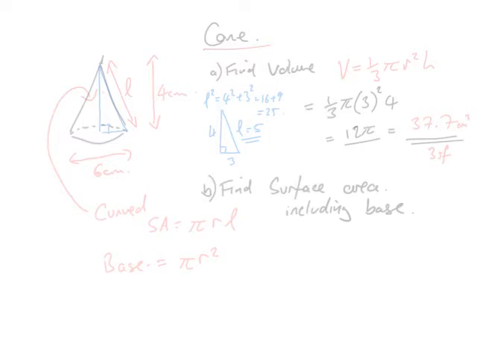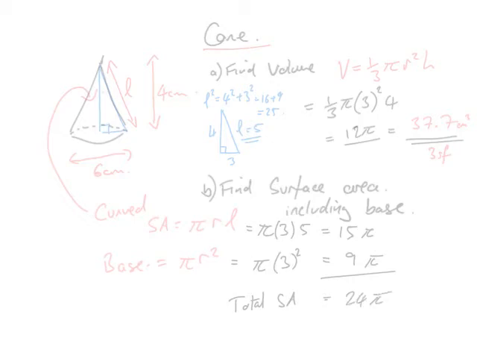And now we're ready to substitute into the formulas that we found to find the curved surface area as pi times 3 times 5, which is 15 pi. And since the base is pi r squared, we can find that out in terms of pi quickly as well and add the two of them together. So 24 pi is our total surface area. And if we tap the SD button, we should get the answer out as a decimal, given here to 3 significant figures.